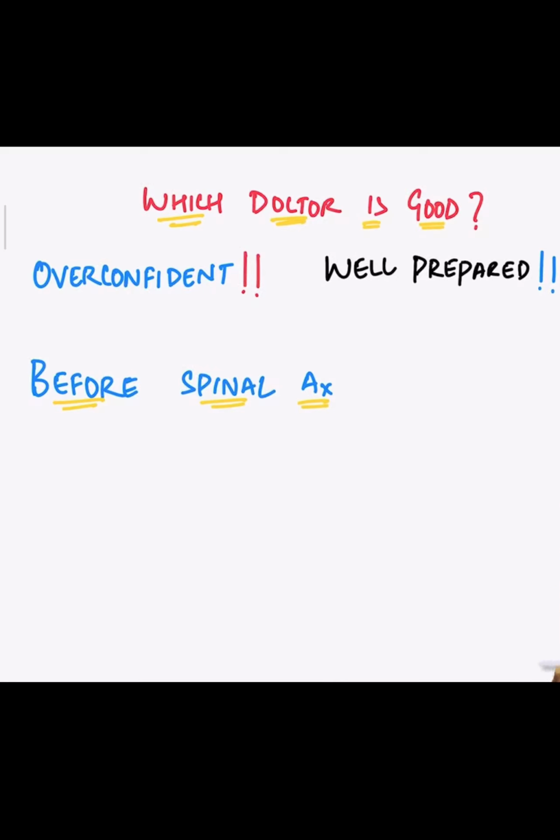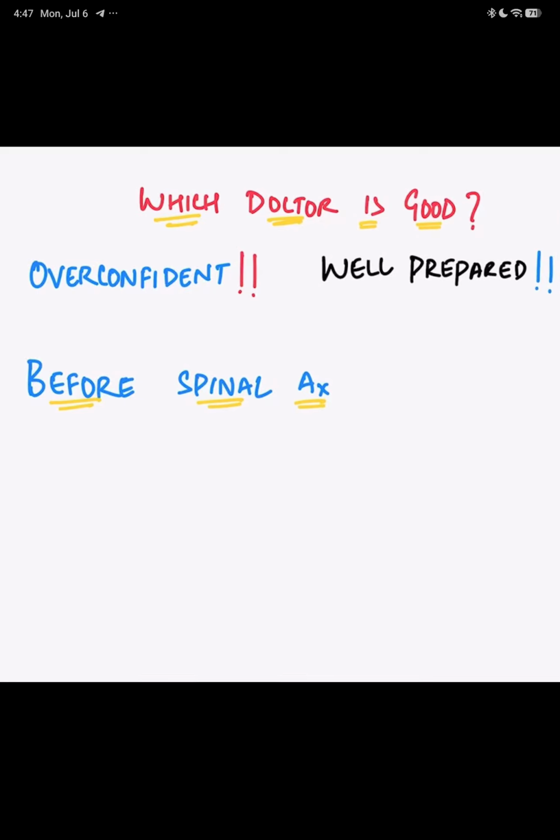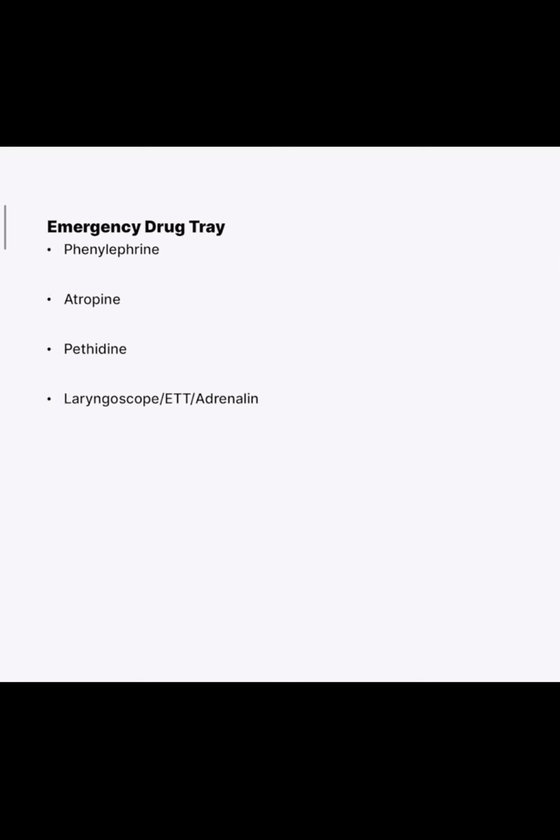So guys, remember how you will become a well-prepared doctor for spinal anesthesia. Before giving spinal to the patient, I make sure that I have my emergency drug tray ready. In the emergency drug tray, I keep 4 things ready. Then only I'll go for spinal anesthesia. First drug, phenylephrine. Second drug, atropine. Third drug, pethidine. And fourth, laryngoscope, ET tube, and adrenaline. If these 4 things are not there, I won't be giving spinal anesthesia, even though they give me many thousands of rupees.